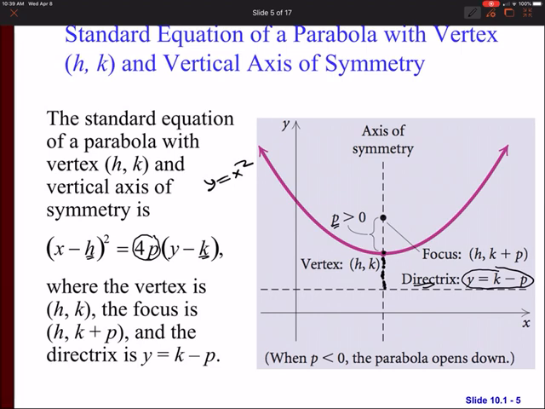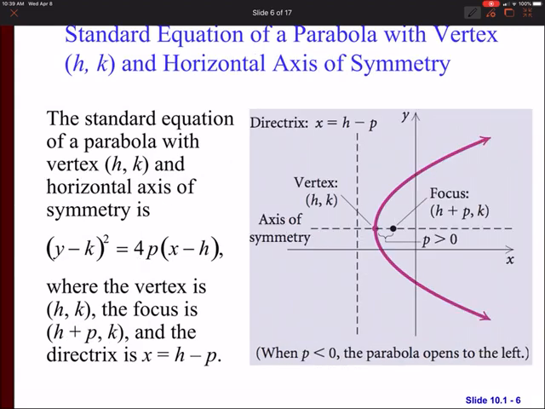So we'll go up and down p units, and it depends on the value of p. If p is greater than 0, we go up to the focal point. If p is negative, we go down to the focal point. So it depends on what type of parabola we have, depending on which way it opens. Greater than 0, it opens up. Less than 0, it opens down. So standard form for a quadratic function graph: (x minus h) squared equal 4p times (y minus k).